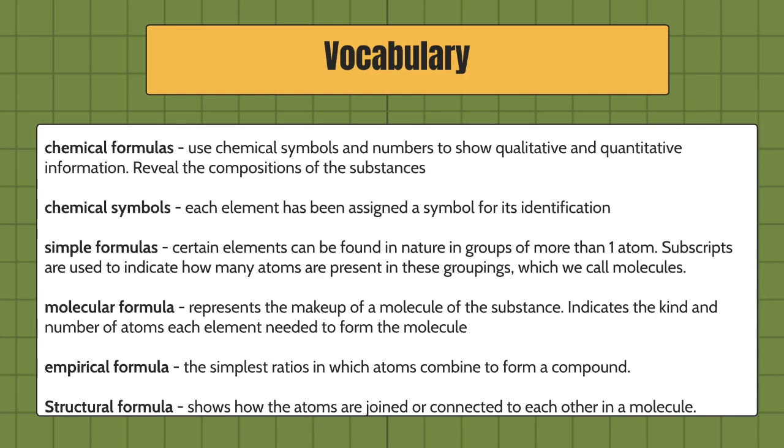Molecular formula: represents the makeup of a molecule of the substance. It indicates the kind and number of atoms of each element needed to form the molecule. Empirical formula: the simplest ratios in which atoms combine to form a compound. Structural formula: shows how the atoms are joined or connected to each other in a molecule.